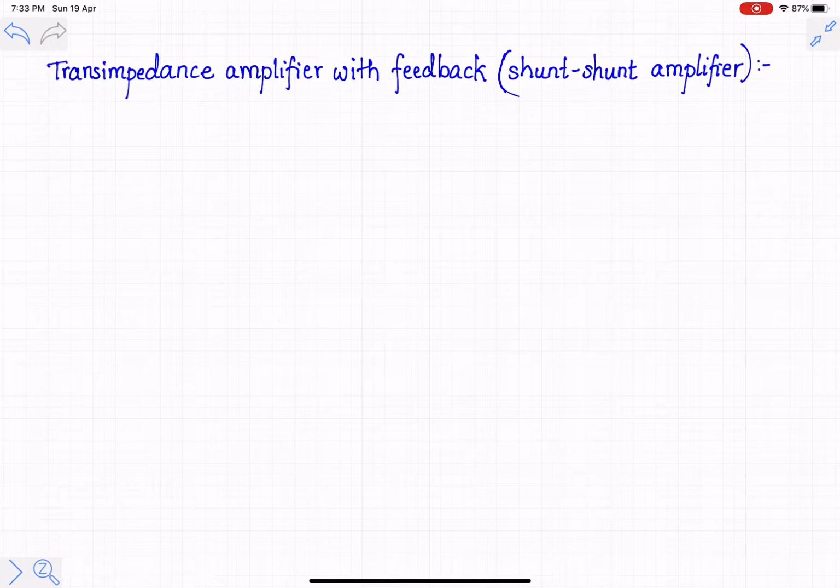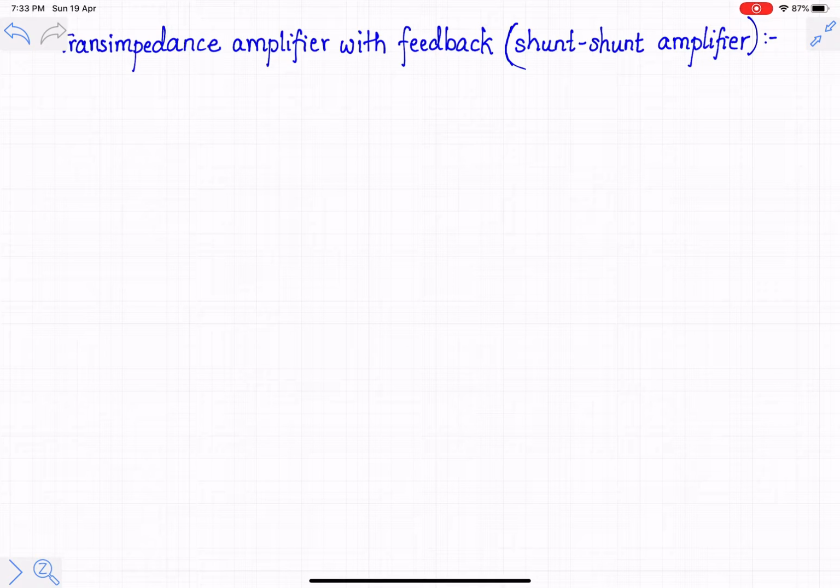On the output side, the output of the feed-forward amplifier is a voltage, and we know that to sense voltage, the input side of the feedback network should be placed in parallel with the output of feed-forward amplifier. So output side is also shunt connection. That's why it is also called as a shunt-shunt amplifier. Now we are going to study here the ideal case.